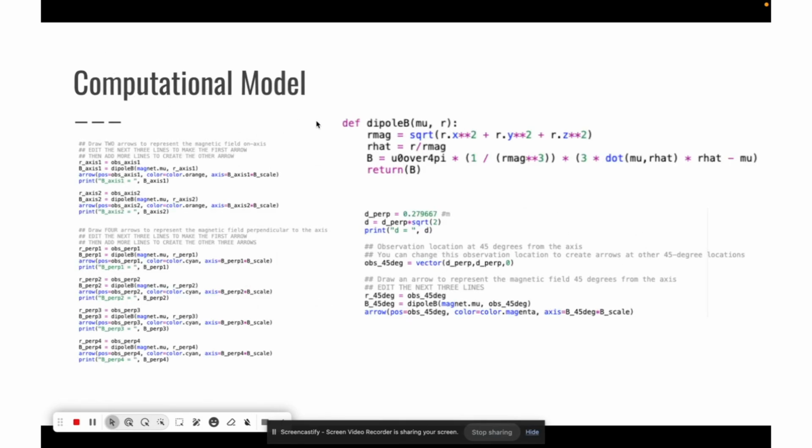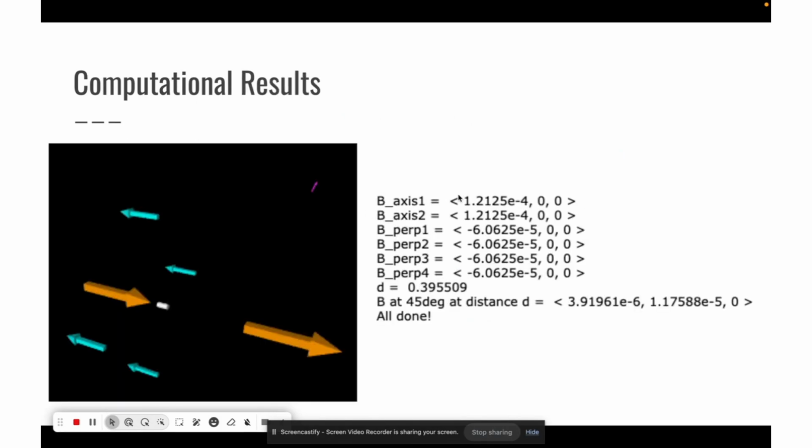The computational model, you can see here, this is the code. We start with the method to get the dipole magnetic field, given mu and r. And here we have some formulas to make arrows. And here we have the final equations to make the perpendicular arrows and calculations and print out what B is for all of them. Results for the computation, we have the B's right here, and the B at a 45-degree angle, distance d, is this value right here.